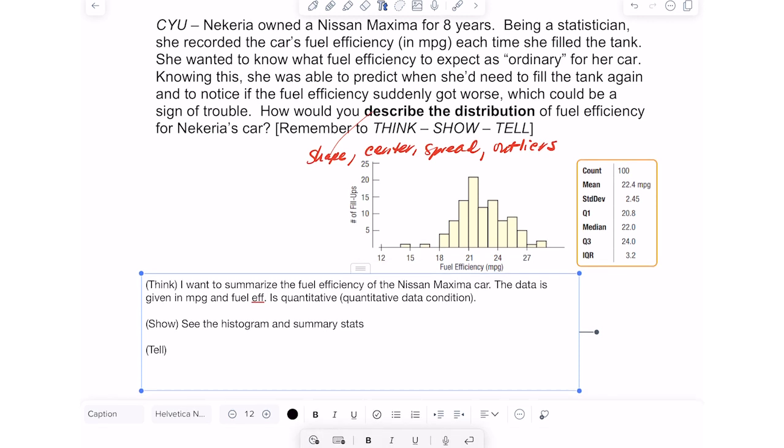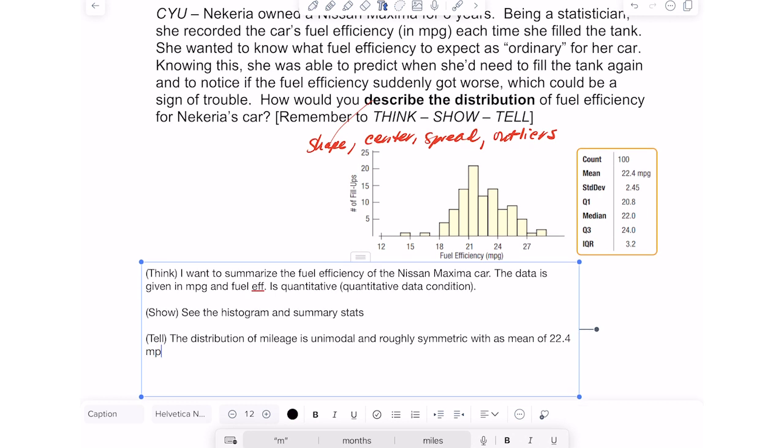Okay, so I would say something like the distribution of mileage is unimodal and approximately, or even roughly, symmetric. Again, it's not perfectly symmetric, right? With a mean of 22.4 miles per gallon. What does that mean? It means that Nikiria can typically expect to get about 24 miles to the gallon when she drives the car, okay? That's what average means, typical.